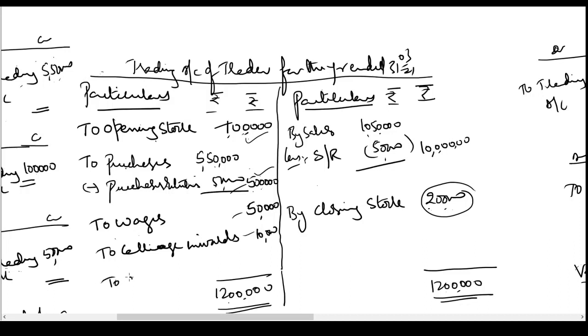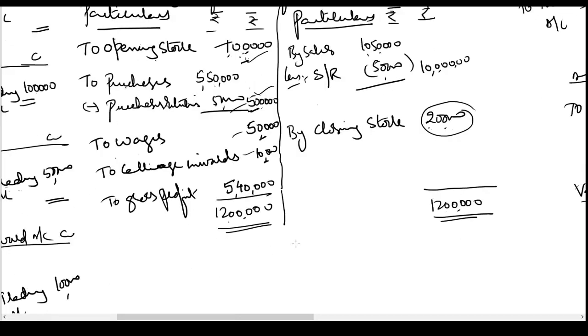I'll write here to gross profit. Debit side total is 1 lakh plus 5 lakh, 6 lakh, 650, 660. So out of 12 lakh I'll subtract 6 lakh 60,000. I'll be left with a profit of 5 lakhs 40,000 rupees. This is the gross profit for the year.